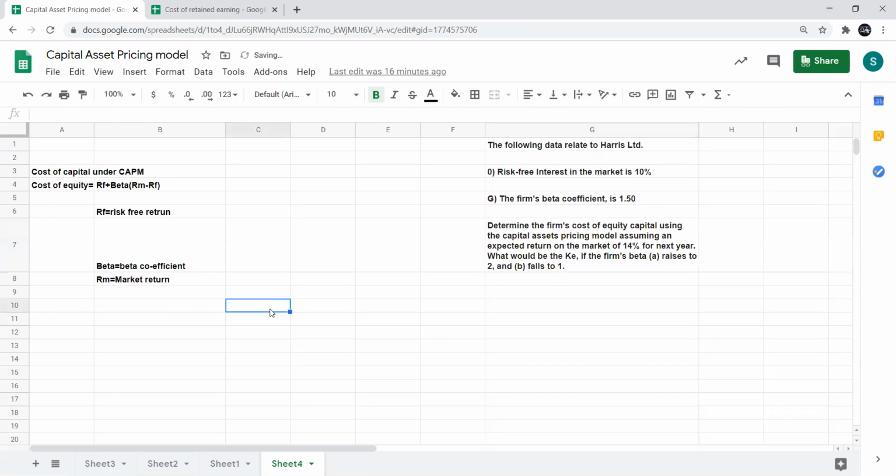We already know that CAPM is conducted for a risky venture, and you will estimate what portion of asset investment will raise your cost of capital. That's what we need to do. I have already written the formula: cost of equity is equal to risk-free return plus beta factor into market return minus risk-free rate. We'll start solving. Before that, you have to write the given figures.